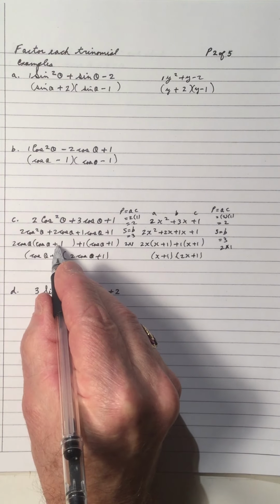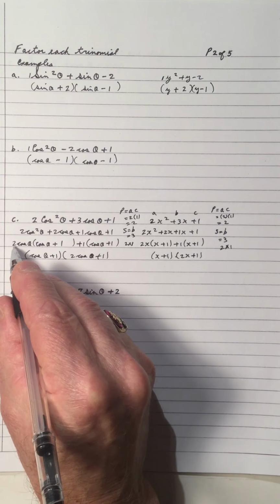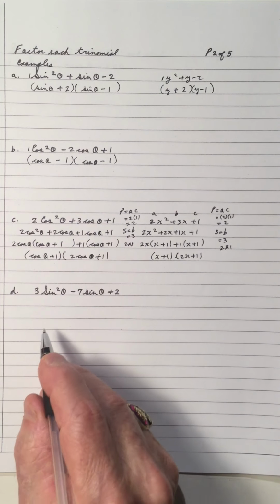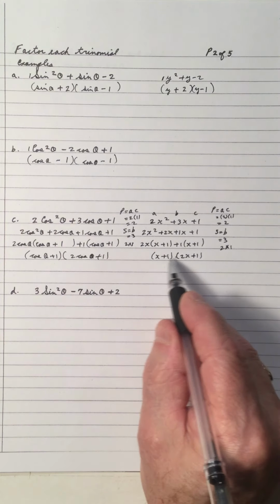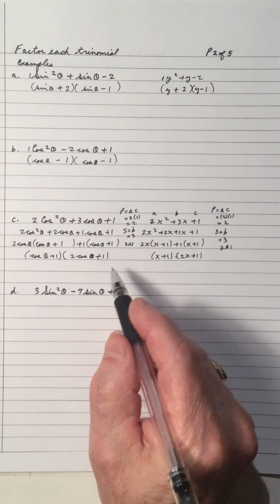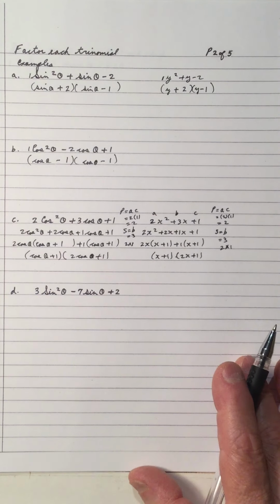So cos theta plus 1 is here and here, so we take it out. When we do, we get 2 cos theta here, and we get plus 1 right here. And again, very similar to if you had cos theta, sine thetas, x's and y's, we're doing the same idea. And again, more practice in the factoring.